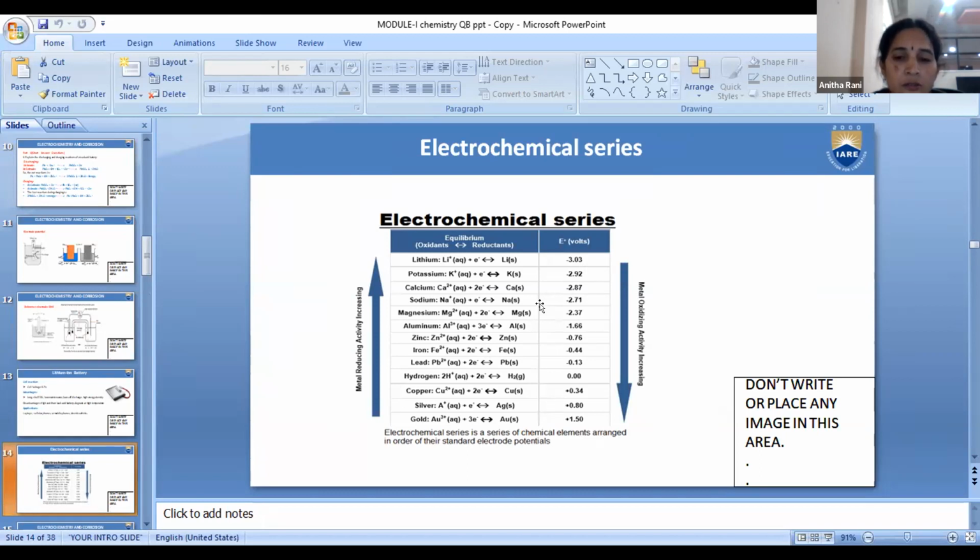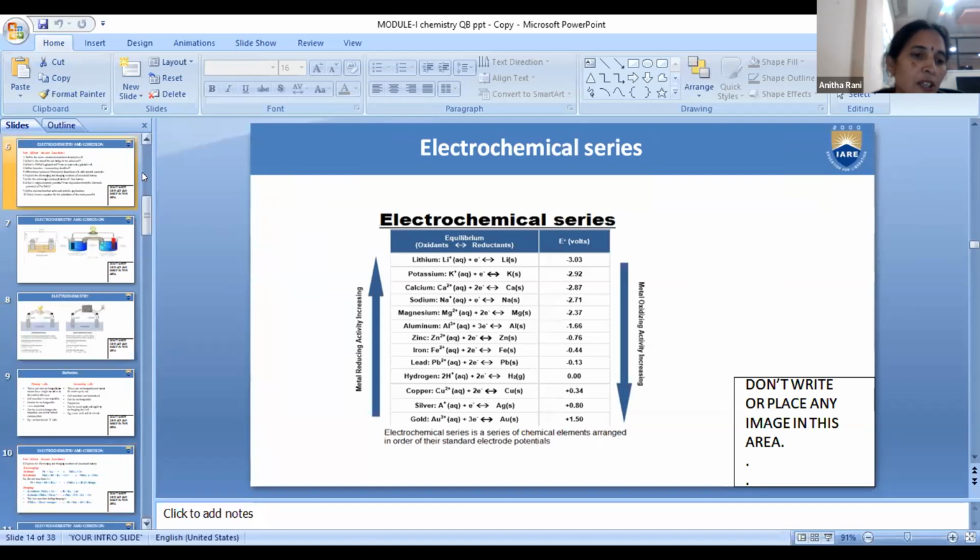Very good. Next, to predict whether a metal will react with acid to give hydrogen gas. All the metals which are placed above hydrogen will react with acid and give hydrogen gas. So learn the applications, students.